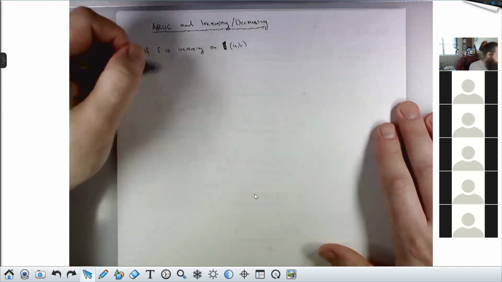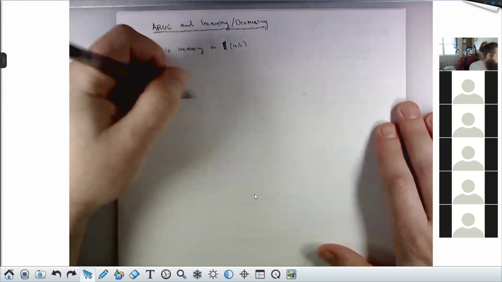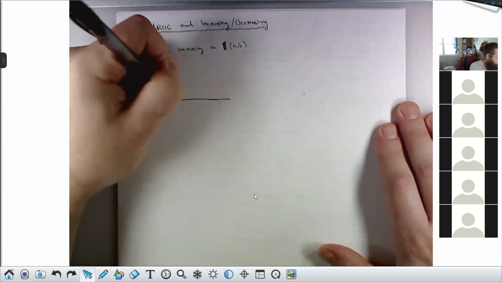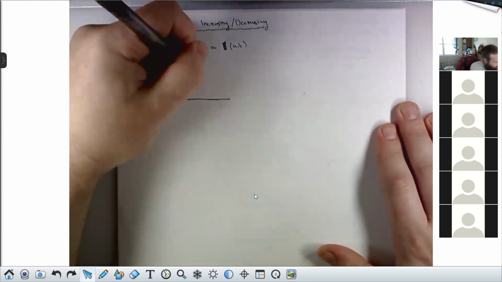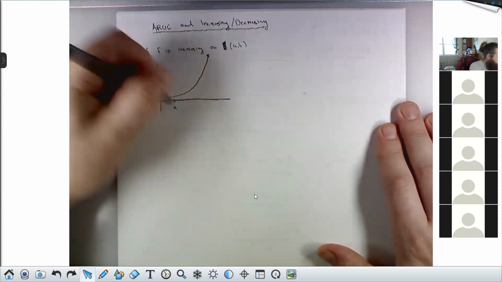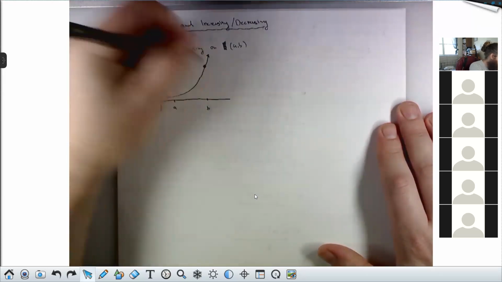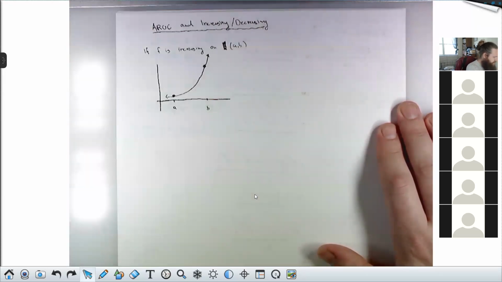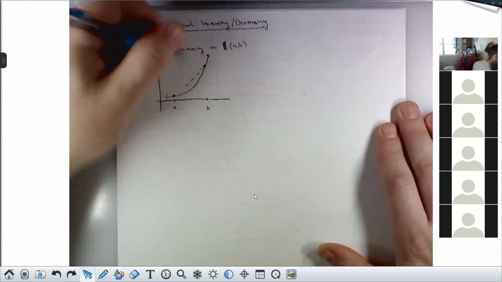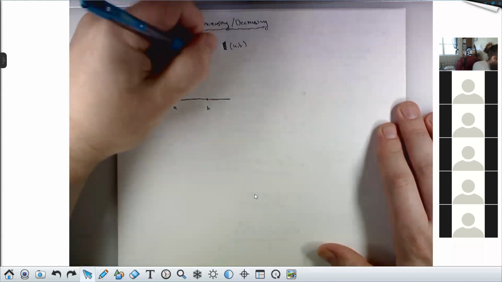So if f of x is a function, if f is an increasing function, or if f is increasing on the interval AB, maybe something like this. A is over here, B is over here. If your function is increasing everywhere on the interval from A to B, then the average rate of change on that interval for that function will be positive.